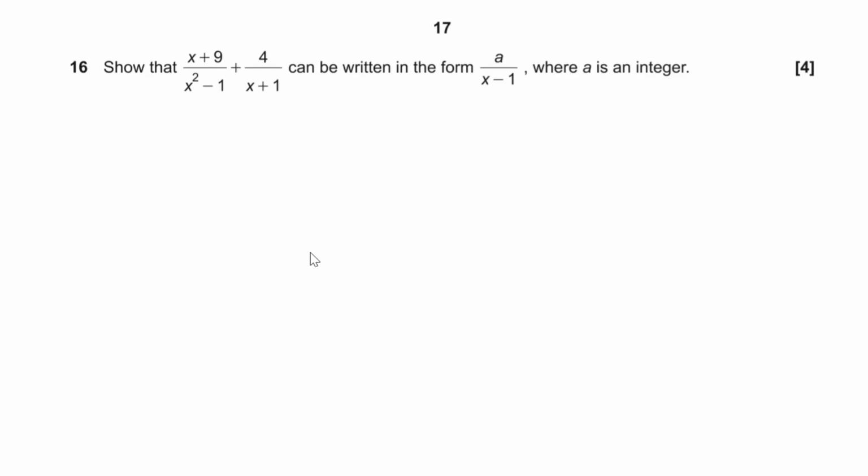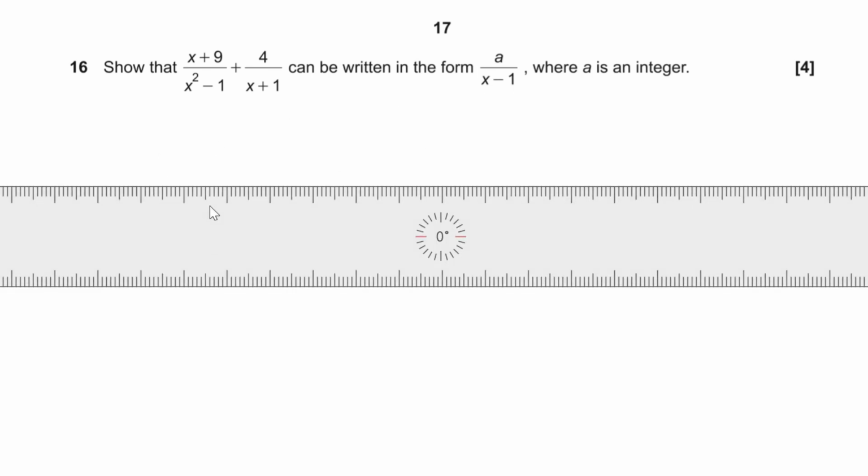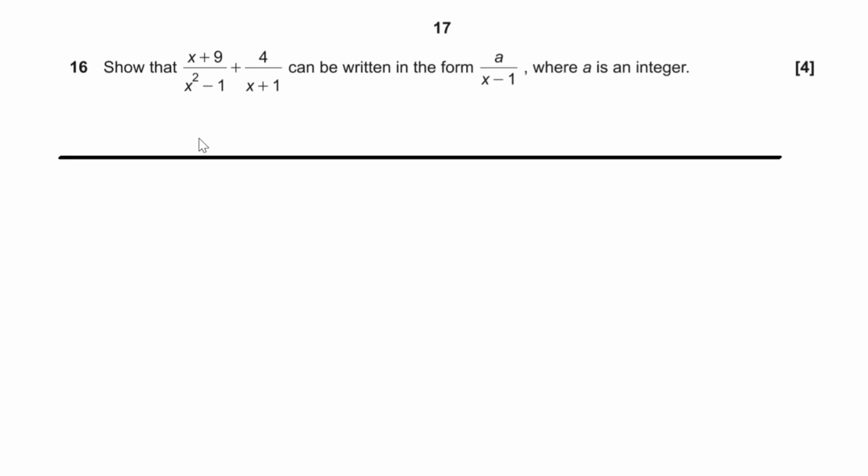Question number 16, we have to show that x plus 9 over x squared minus 1 plus 4 over x plus 1 can be written in the form a over x minus 1, where a is an integer. Well, over here, we can rewrite the x squared minus 1 as a difference of two squares. We've got x plus 1, lots of x minus 1, and on the top we've got an x plus 9. And then we're adding on 4 over x plus 1.